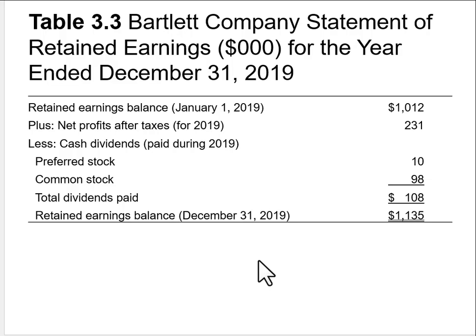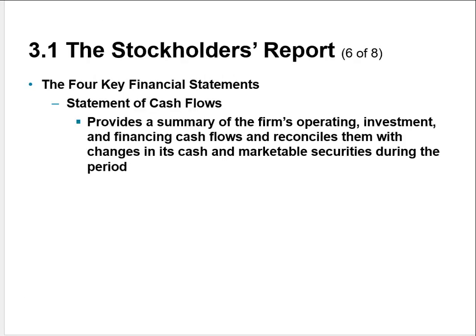So again, this is just a statement. It really doesn't give us much information other than it shows us the dividends that were ultimately paid out. Now, on an annual report, there is something called the stockholder equity statement that breaks this down into a lot more detail. But we're not going to be too concerned about that right now.